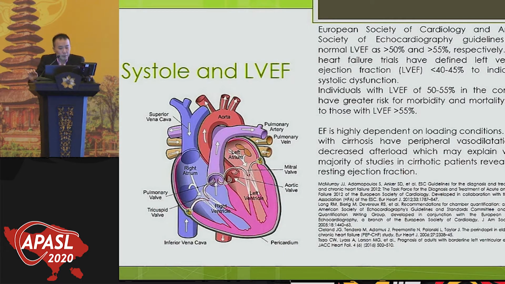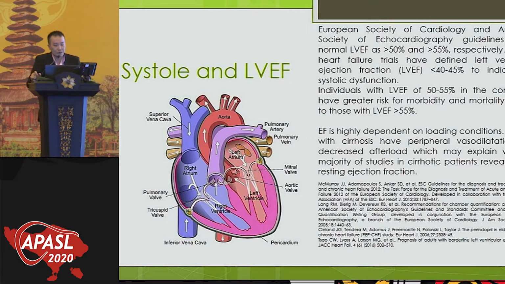What is normal left ventricular ejection fraction? It depends on the different societies. The European Society of Cardiology says it's more than 50%. The American Society of Echocardiography says it's 55%. Most of the trials for heart failure have said 40 to 45% indicates left ventricular systolic dysfunction. But a left ventricular ejection fraction between 50 and 55% is not normal. These patients have a greater risk of morbidity and mortality, so it's useful to address those with a left ventricular ejection fraction of less than 55%.